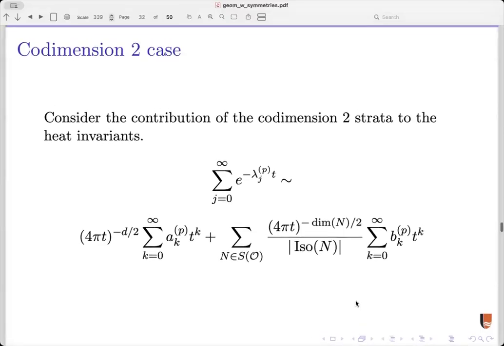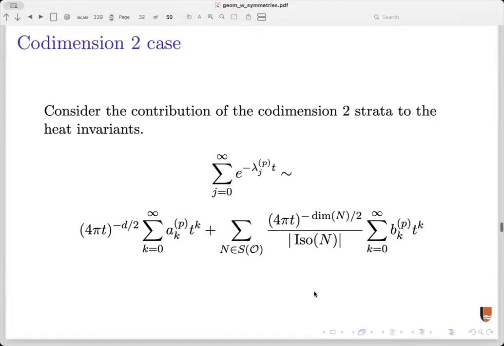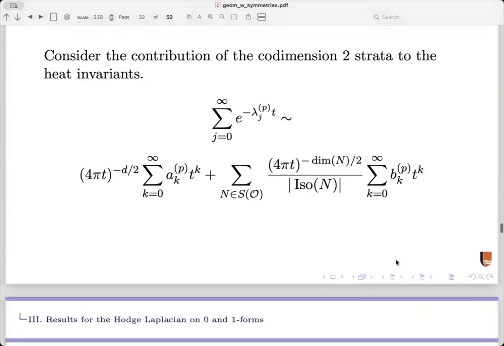So let's think about how this codimension 2 stratum contributes to the heat invariants in this case. This is just a pile of symbols here. Just wanted to get it into one place, right? So we're curious to see where the stratum is going to contribute to the heat invariants, which combine these manifold heat invariants with these new orbifold heat invariants.